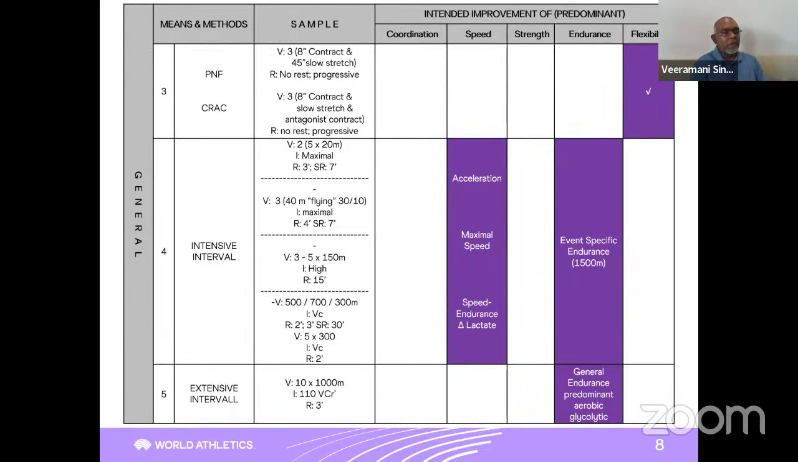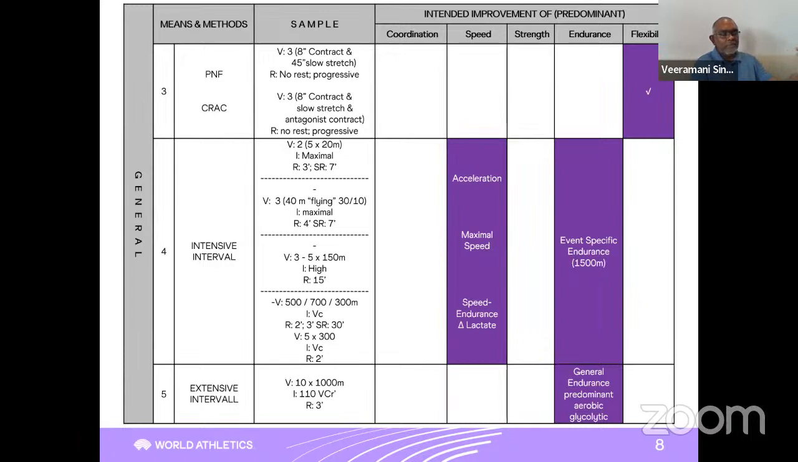When we come to event-specific endurance, where you do 500, 700, 300, let's say it's event-specific for 1,500. Intensity will be race pace. Between work, rest will be 2 to 3 minutes. And then, of course, if I'm doing it in sets, it will be slightly longer. I will take a 30-minute break because it's a very high demand activity.